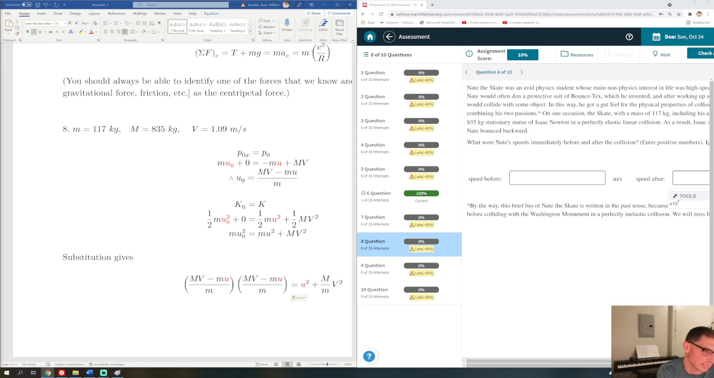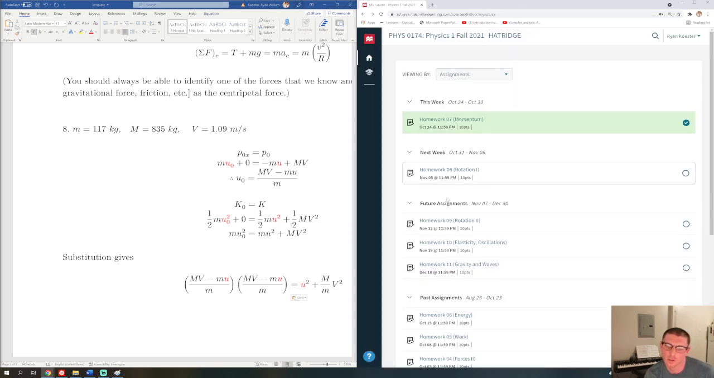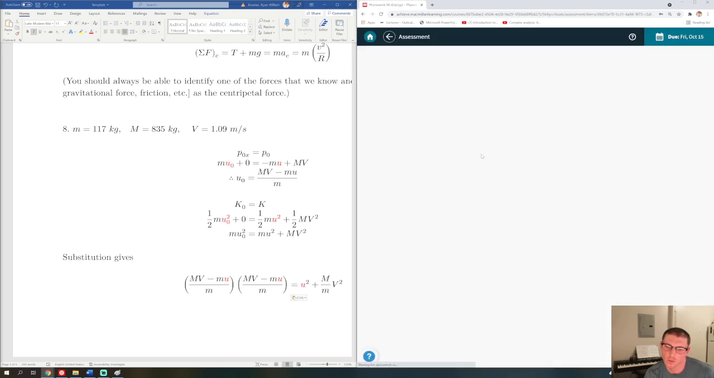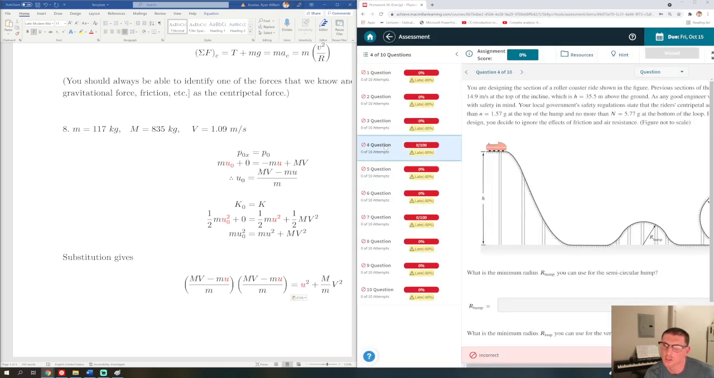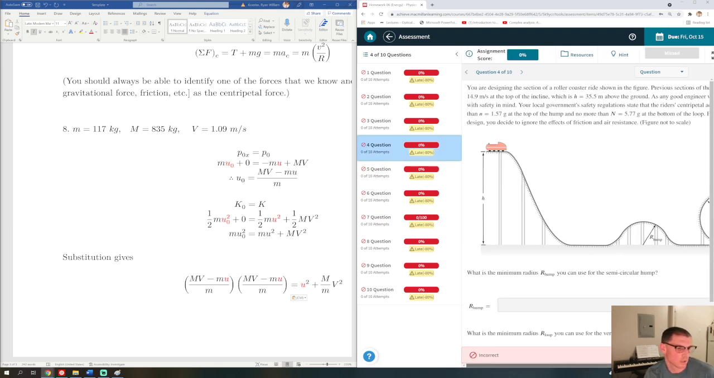All right, let's get rid of that. Okay, number 4 from the energy homework. Which one is that? Is that the same homework or is it a different one? No, this is momentum. Number 4. Let's see about this. Yeah, this is a good one, I think. Let me just make sure.